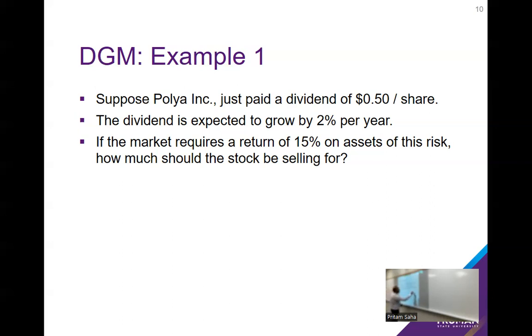So 0.5, 2% is the growth rate, 1.02. 15% is the required rate of return, 0.15 minus 0.02. Right?